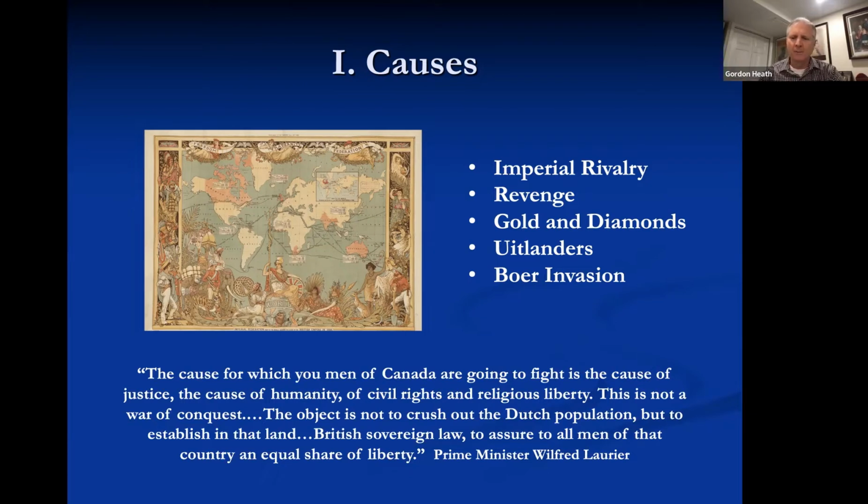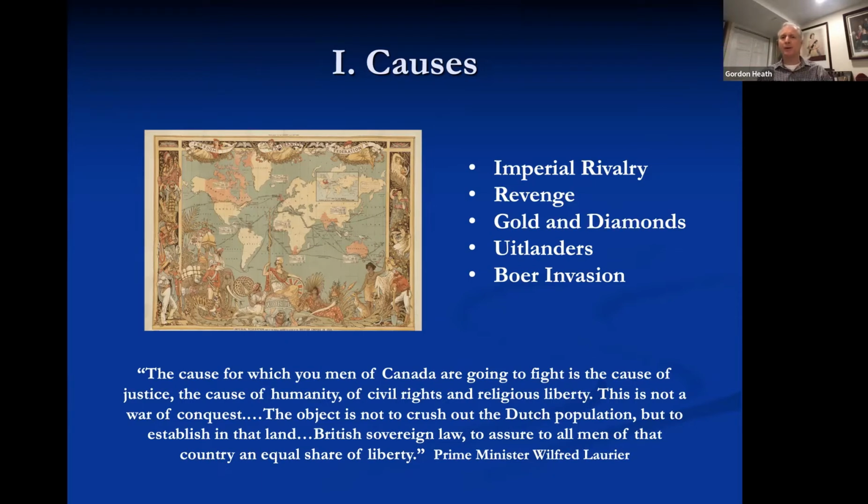And so if you look at our Prime Minister Wilfrid Laurier's comments, you get a sense of how the war is framed in terms of justice. "The cause for which you men of Canada are going to fight is the cause of justice, the cause of humanity, of civil rights and religious liberty." Reference there to the Uitlanders, to the outsiders, but also referring to the Africans who are getting a very bad deal under the Boers. "This is not a war of conquest. The object is not to crush out the Dutch population, but to establish in that land British sovereign law to assure to all men of that country an equal share of liberty." And so that's how the war is framed, as a war of liberty, not conquest, a war of liberty.